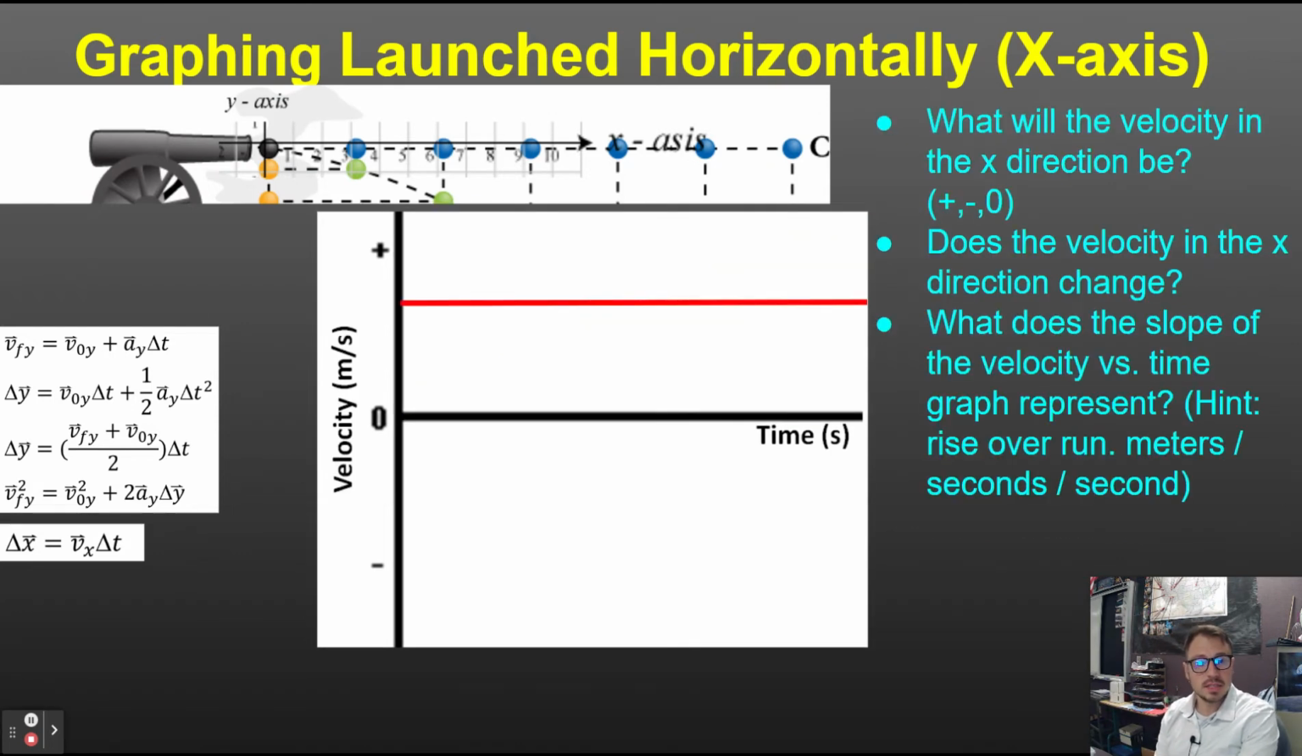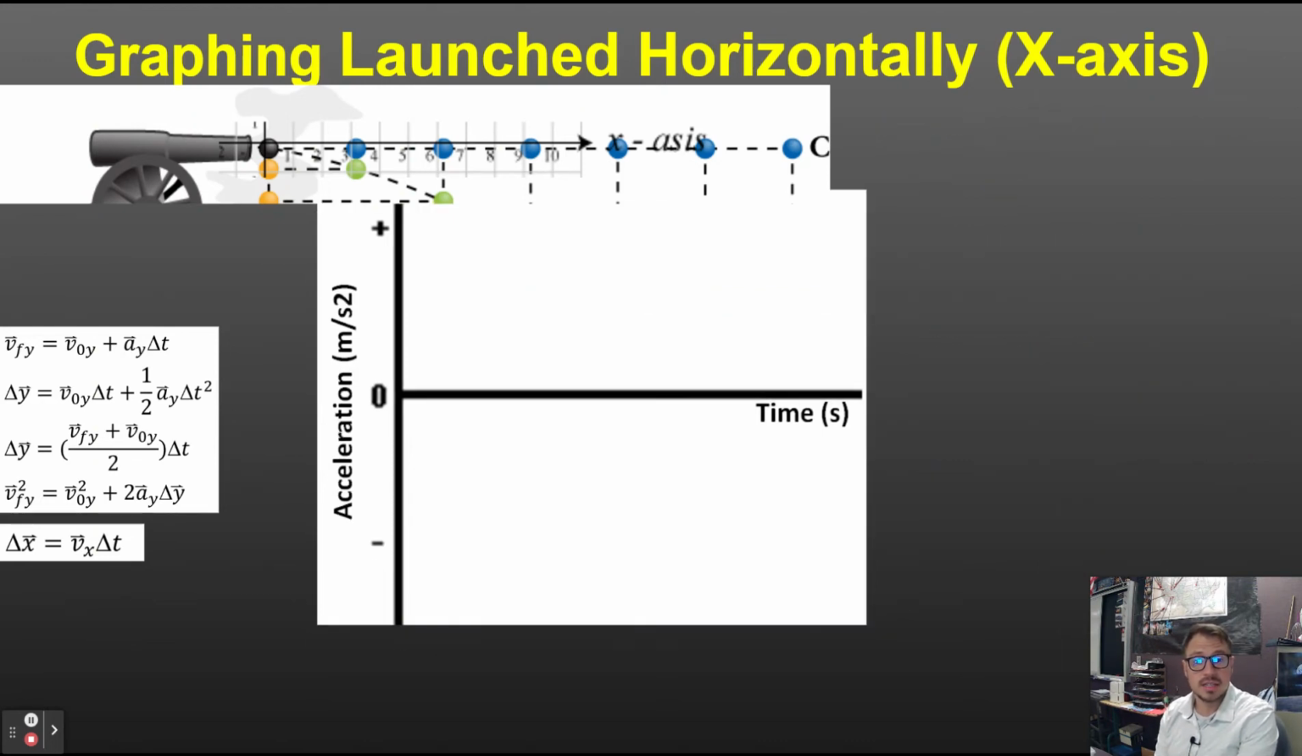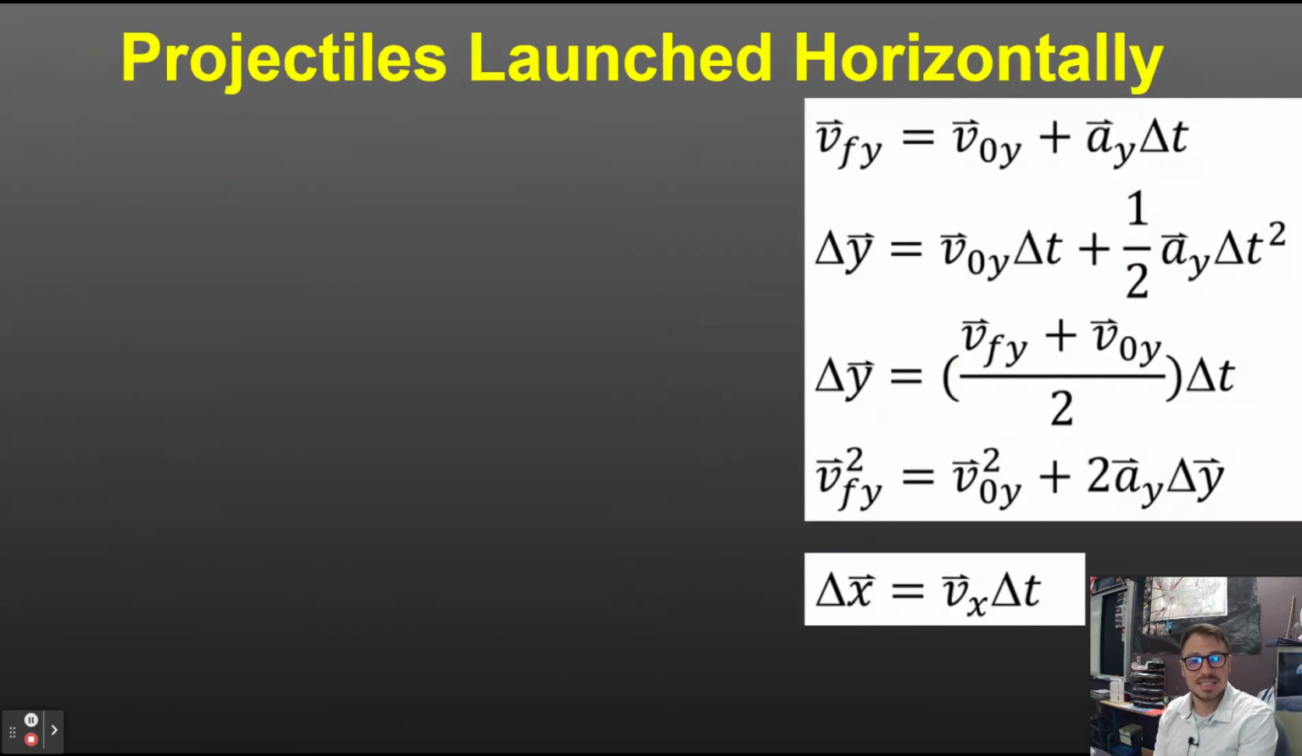So this is my velocity versus time, right? So it's a constant velocity throughout. The instant it's fired in the x direction, it's traveling the same velocity. And the slope of this line is going to be the acceleration. The slope of a horizontal line is 0. So that's what my acceleration will be in the x-axis.